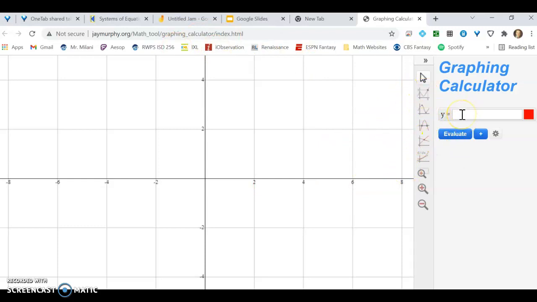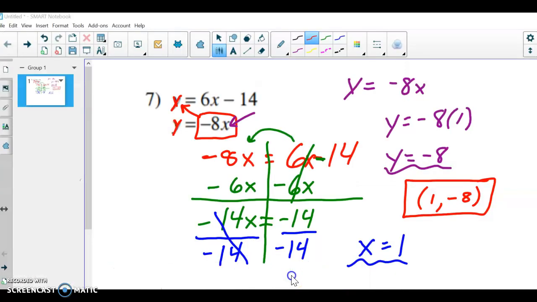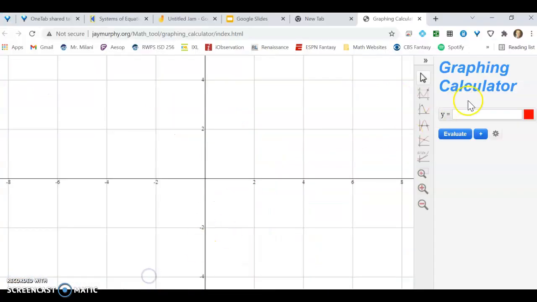So you're on the right here. You're just going to type in your equations. So we go back to take a look. We've got y equals 6x minus 14. Okay, so y equals 6x minus 14. And you'll notice it's not showing up right away. We're going to hit evaluate. When you click on evaluate, it will put that line on the graph.